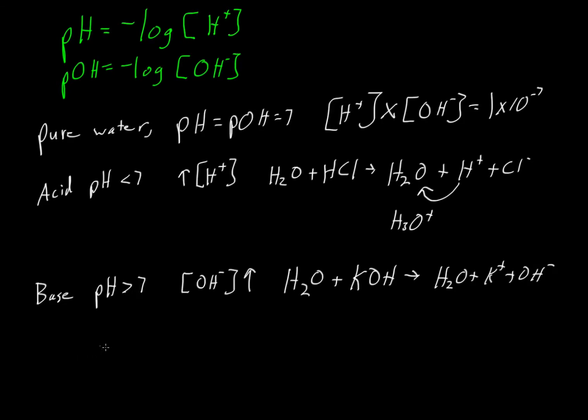All right. Like I said, some useful relationships are written in green up here. Additionally, at all times, pH plus pOH is going to equal 14. All right. So let's do a small example.